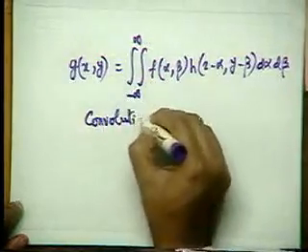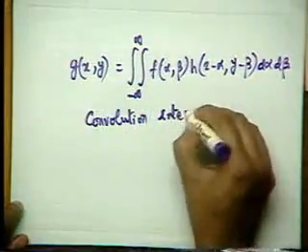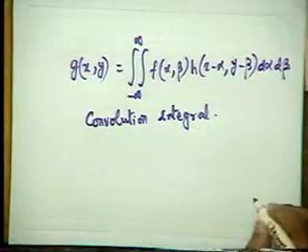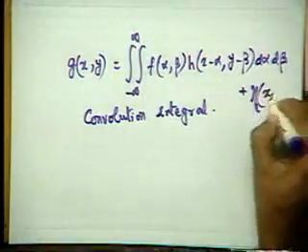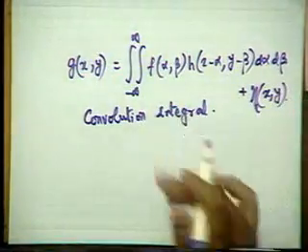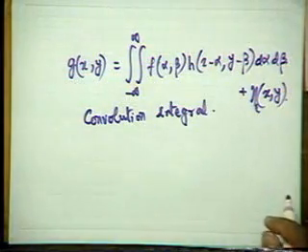And what does this integral indicate? It indicates the convolution. So the degradation is being modeled as a convolution integral with the point spread function. So this is nothing but the convolution integral. Alright. Now, if we would like to introduce the additive noise in our model, then we can add the term eta of xy to this integral, so that the degradation model also takes care of the additive noise.